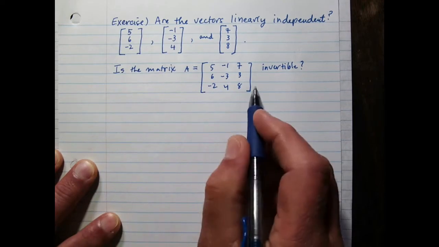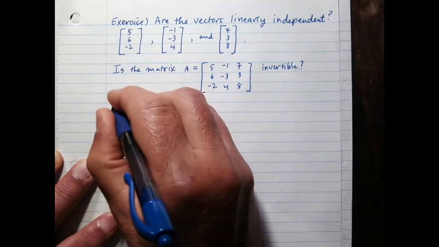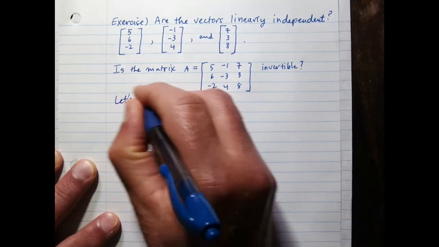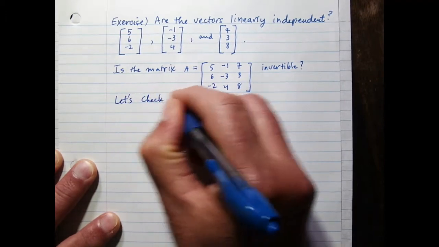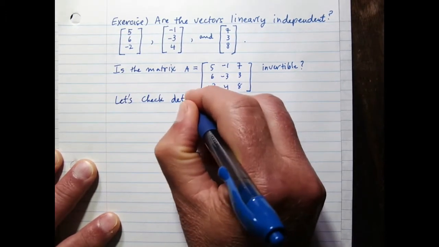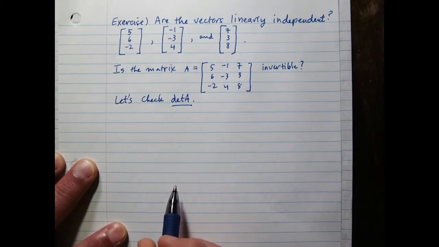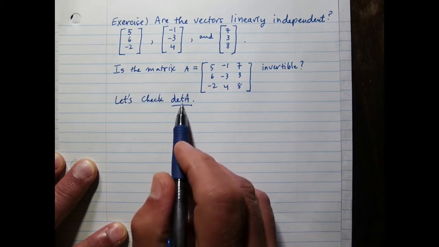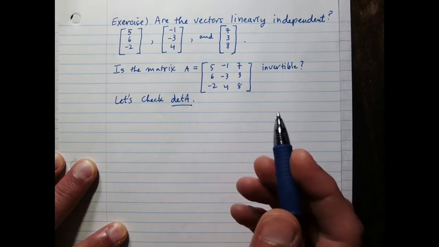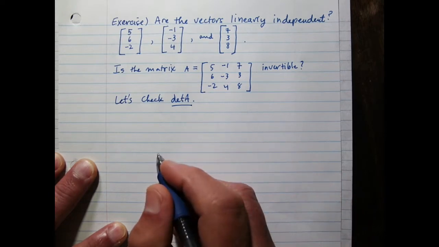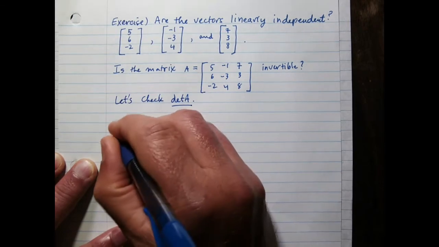Now we have a new way to check this. So let's check the determinant of A. If the determinant of A is 0, the vectors are linearly dependent. If the determinant of A is not 0, then we know the vectors are independent. And so let's see what we can do.